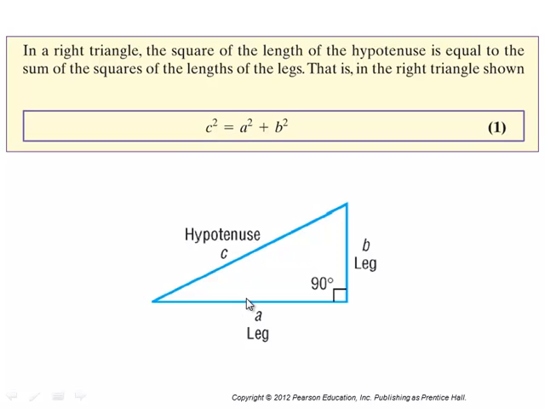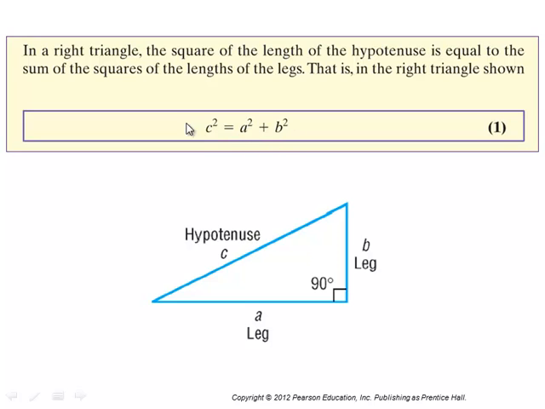Now, let's back up just a moment. What we mean by a leg of a right triangle is one of the shorter sides. These two are legs right here, A and B. The hypotenuse is the longest side. It always lies opposite the 90-degree angle. So one leg squared plus the other leg squared is equal to the hypotenuse squared.